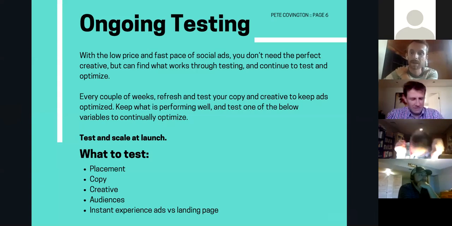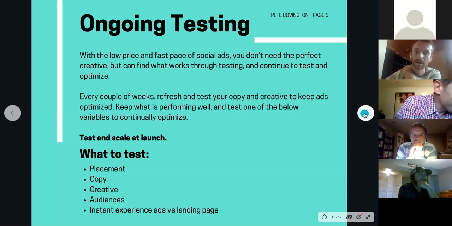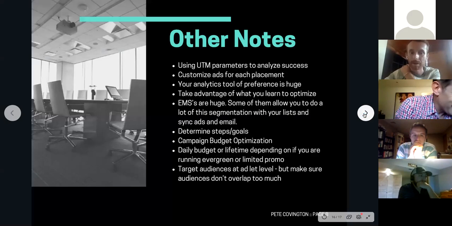Continued testing every couple of weeks. On the ad creative side, every couple of weeks, go back and test something new. Try a new set of copy, or a new design element or something like that.